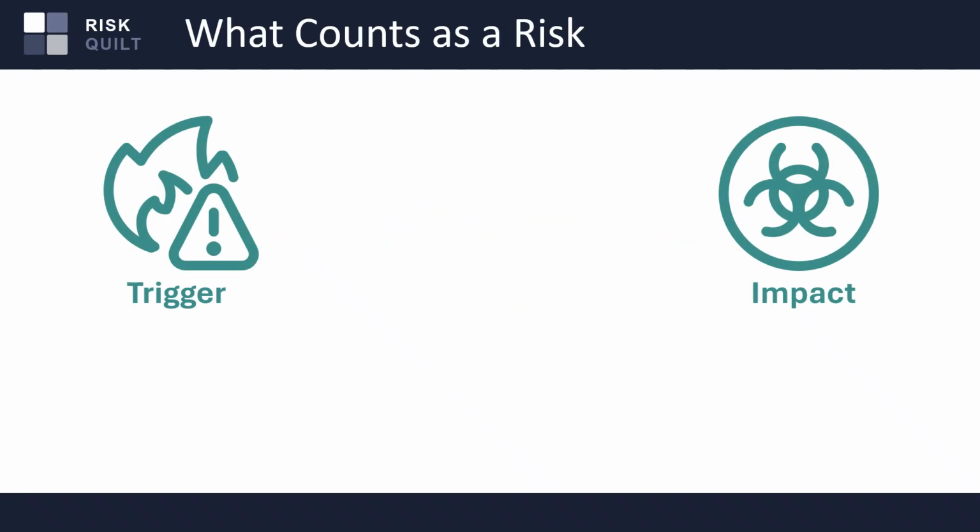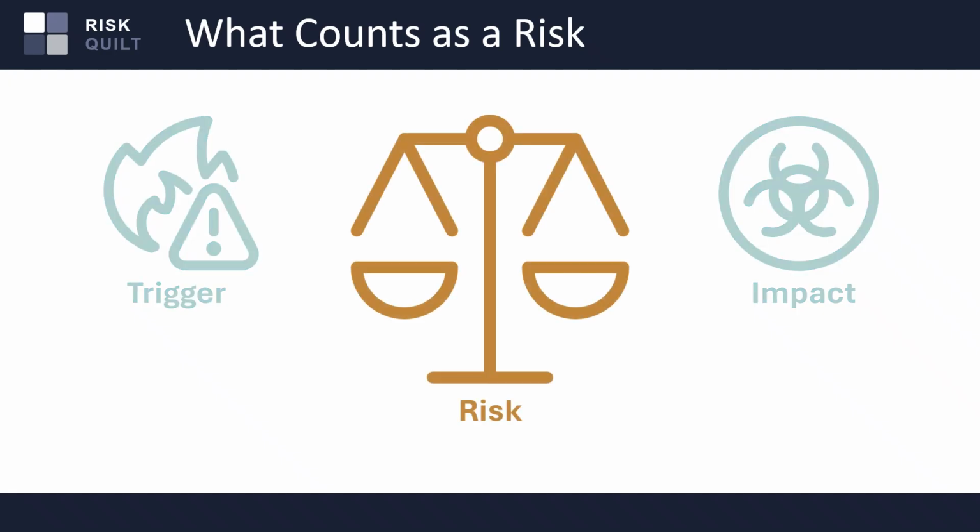A risk has two halves. Something happens, and that causes a problem. It's tempting to focus the description on just the problem or on how we should have stopped it. But the risk is the pair. It's how they connect. It needs both the trigger and what that would mean.